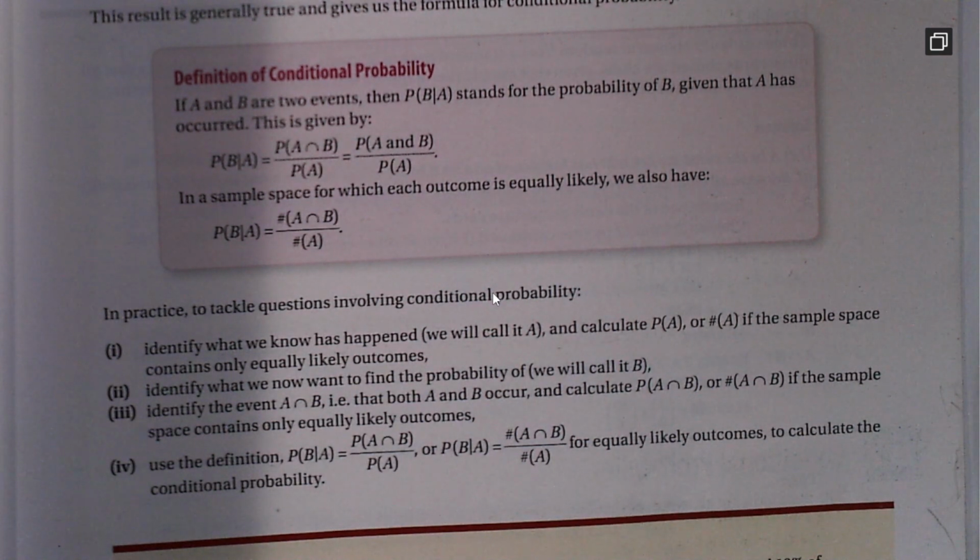The probability of B given that A has occurred is equal to the probability of A intersection B divided by the probability of A.